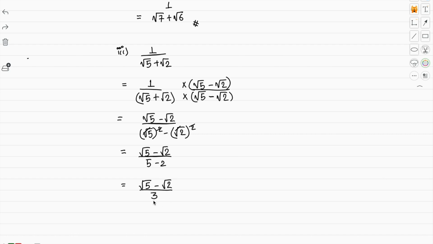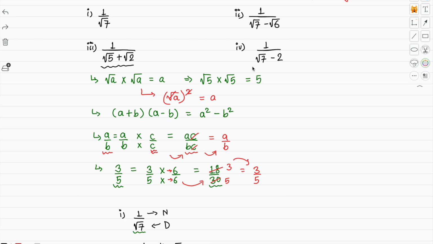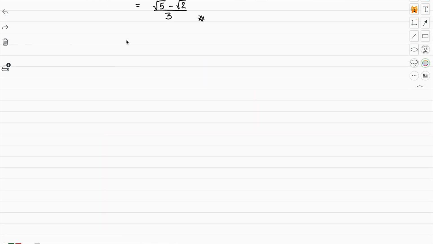And again, our denominator is a rational number now, and we have rationalized the denominator of our third question as well. Now let's go to our final question. Our final question is 1 divided by root 7 minus 2. So you can pause the video and try this final question by yourself in your copy, right? And then check if your answer is correct or not.